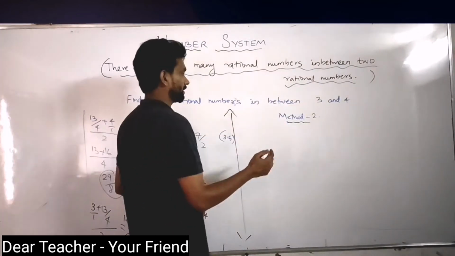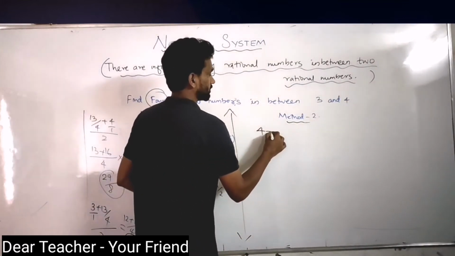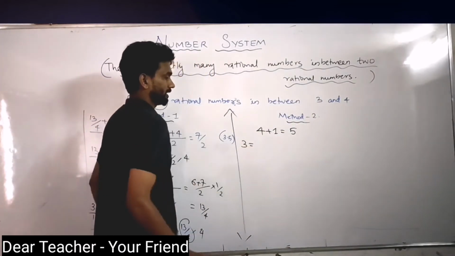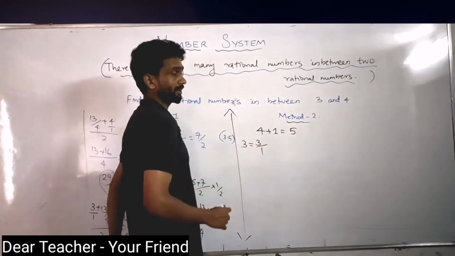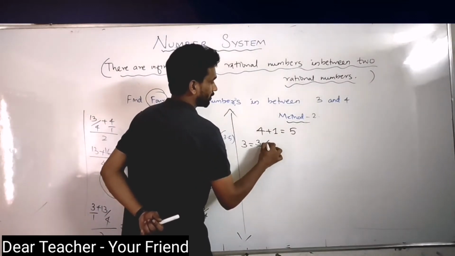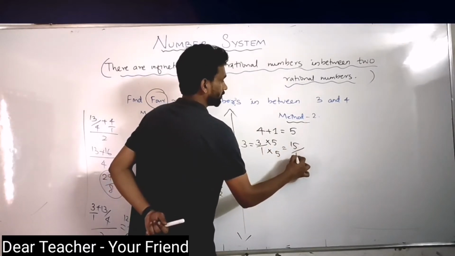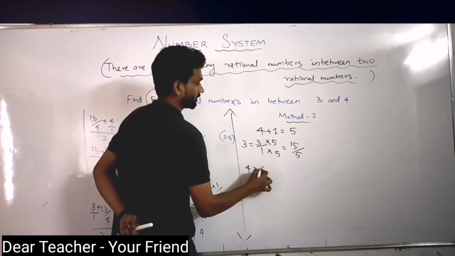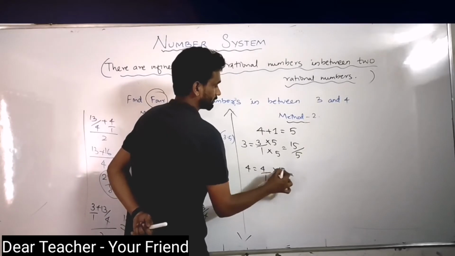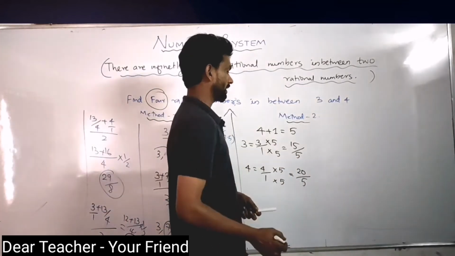We have another method. Between 3 and 4, how many rational numbers do we need to find? Four rational numbers. So first we add 4 plus 1, and the result is 5. Next we write 3. As I already told you, 3 can be rewritten in p by q form as 3 by 1. Now it is a fraction. The numerator and denominator we multiply by 5 by 5, so this will be 15 by 5. The next number 4 we can also rewrite as 4 by 1, and multiply by 5 by 5. The result is 20 by 5. So now look at this, 15 by 5 and 20 by 5.